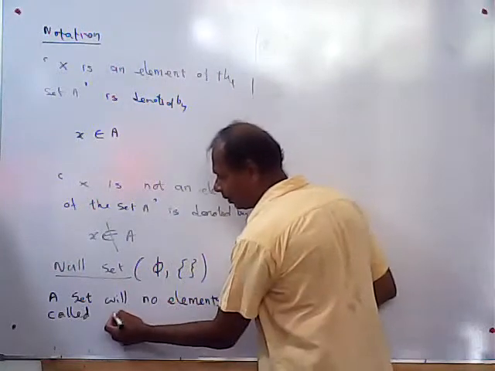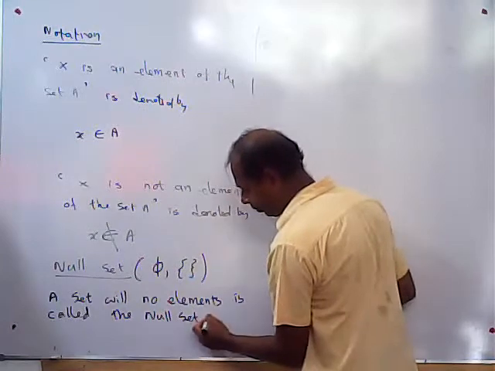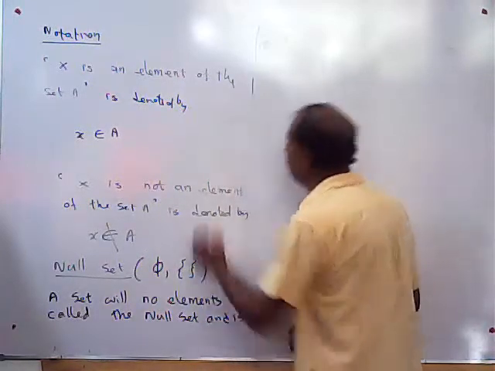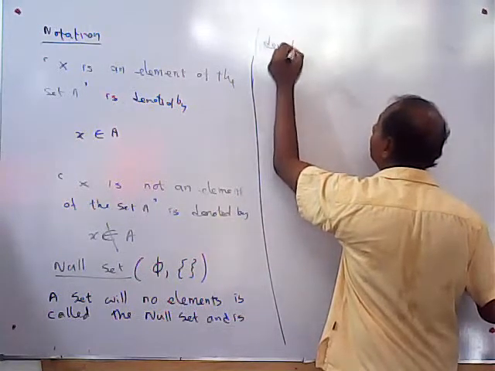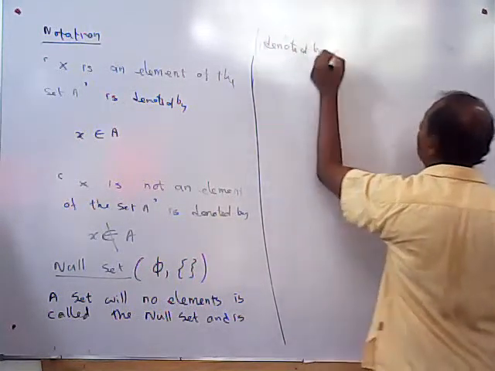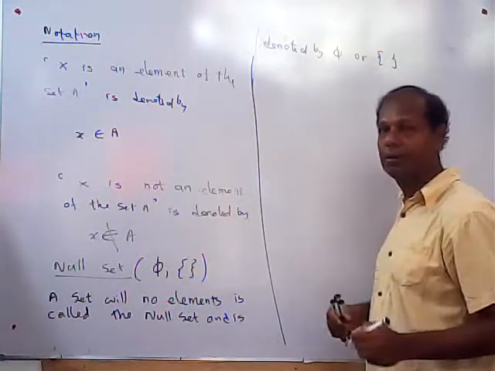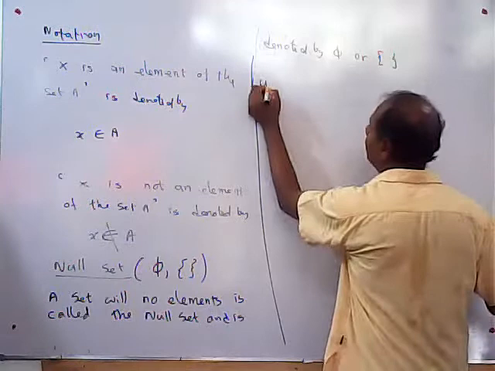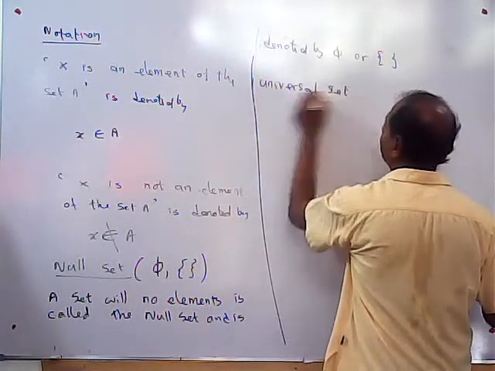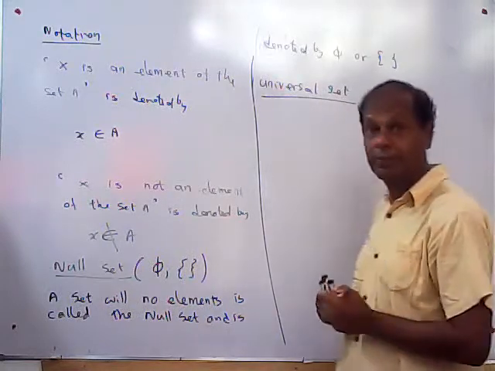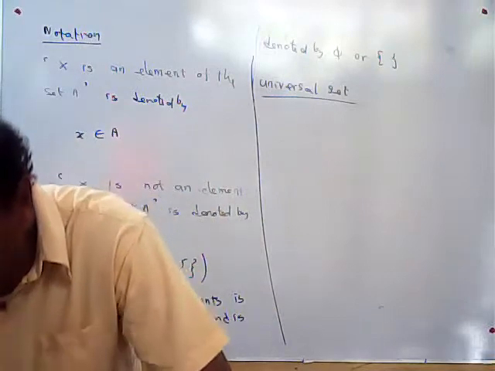It's called the null set, and is denoted by either this psi or empty set. Right. One more thing. Universal set. It's very important to understand these concepts when we come to statistics or probability.